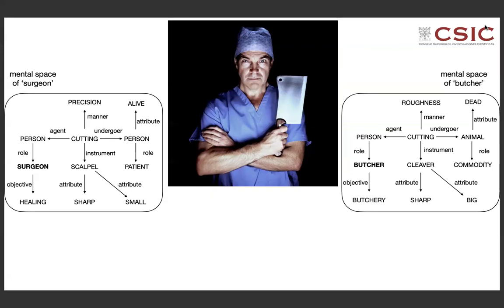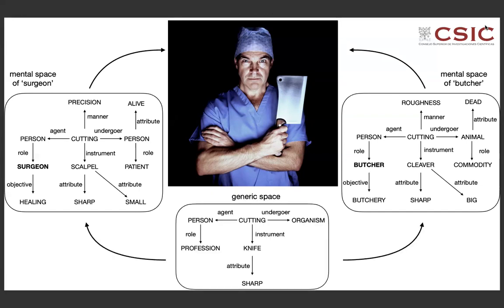So these two things are blended together because they share some structure. There is a cross space relation between certain structure in these two spaces. We are relating the surgeon with the butcher, the scalpel with the cleaver, and the person that plays the role of a patient we are relating with the animal. And these cross space relationships represent some common structure that these two mental spaces have, which in the theory of conceptual blending is usually called the generic space. In this generic space we have this common structure, and this common structure is what we use to combine these things together to create this new blended space.